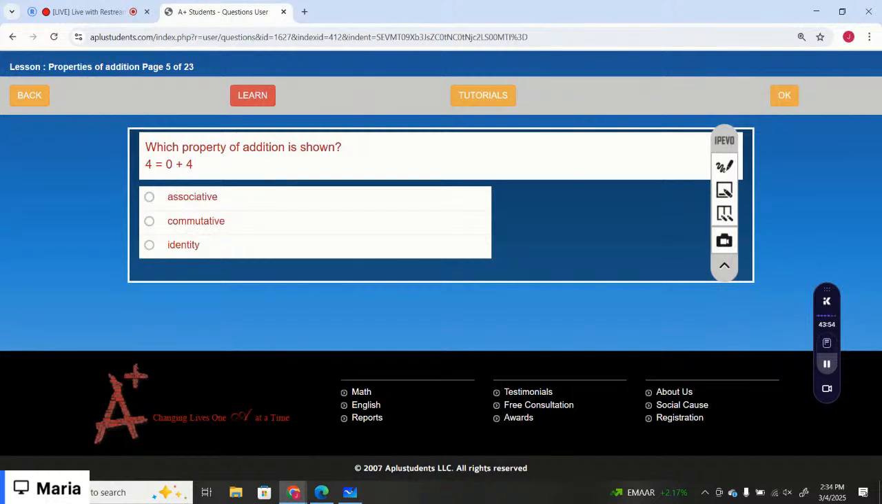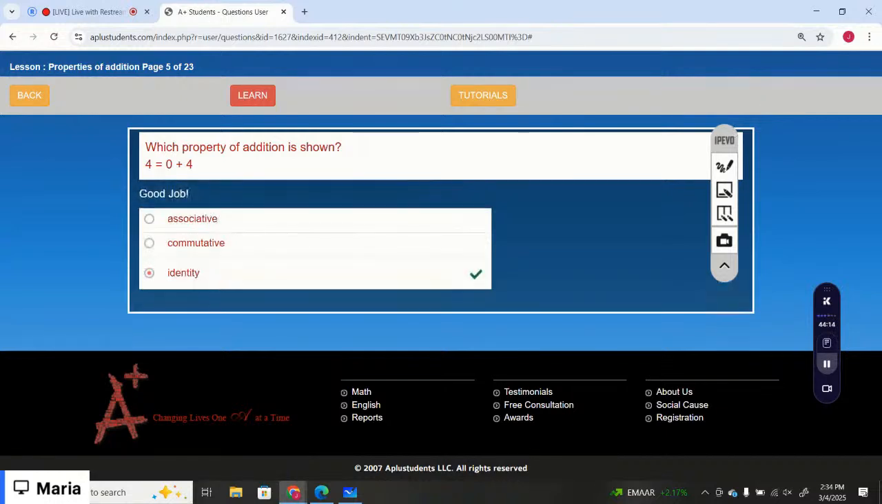Option number three is the correct option. Which property of addition is shown? 4 equals 4 plus 0. So which is the correct option? Identity property. The correct option is identity property.